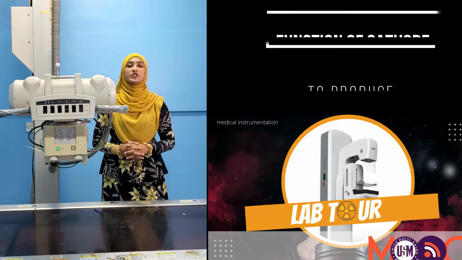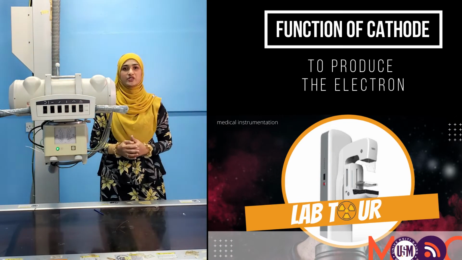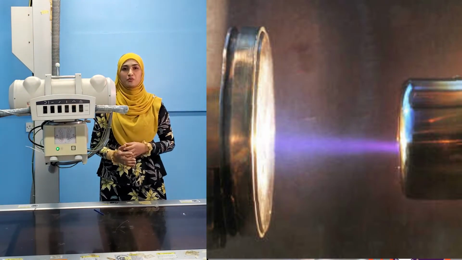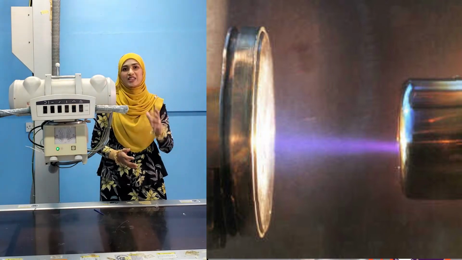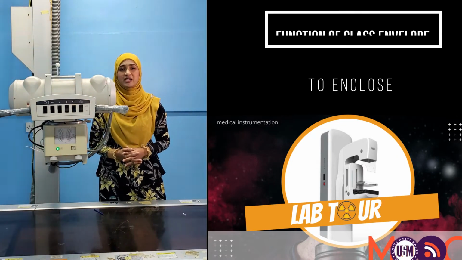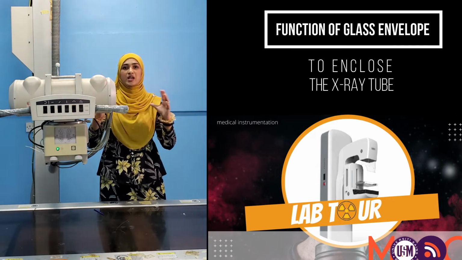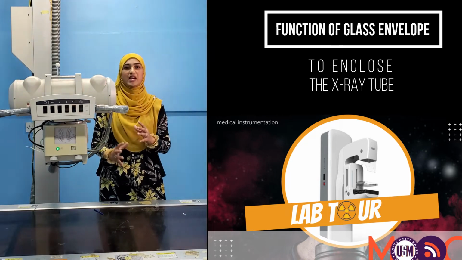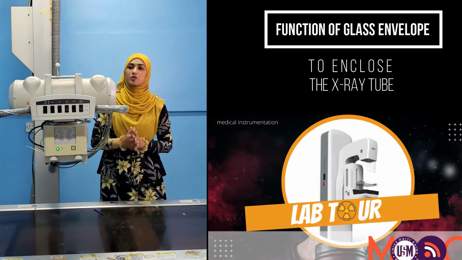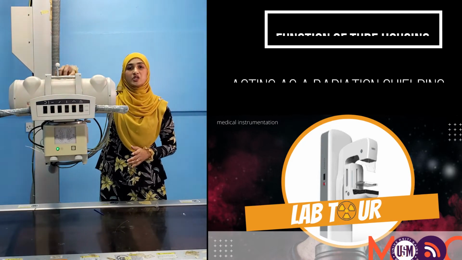Now let's go to the functions. As we already learned, the function of the cathode is to produce the electrons, so that the electrons will travel or be bombarded towards the anode, thus producing the X-ray. And what's the function of the glass envelope? Once again, the glass envelope is used to enclose the tube so that the production of the X-ray will be efficient.